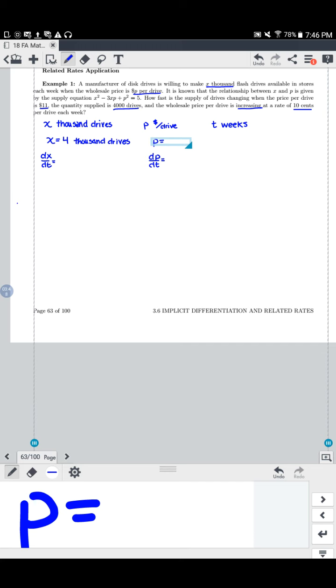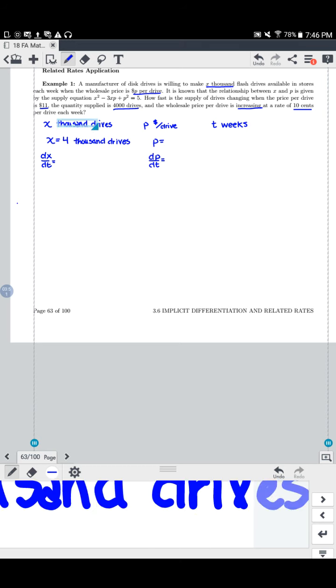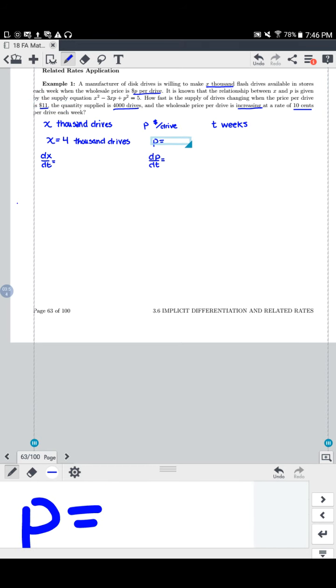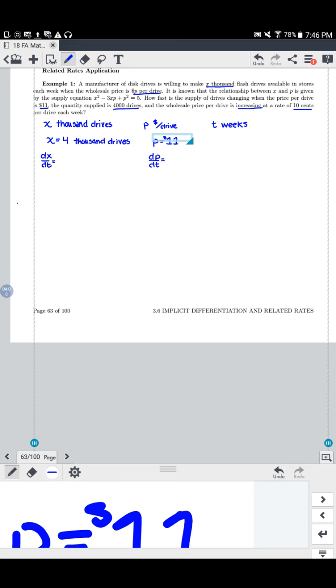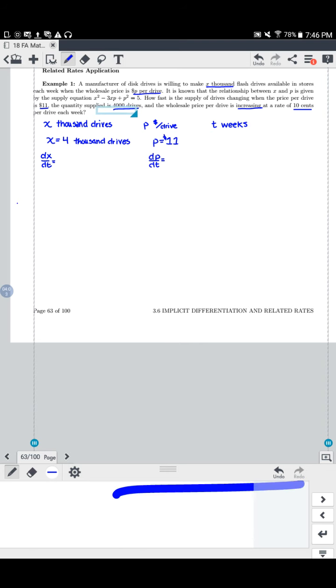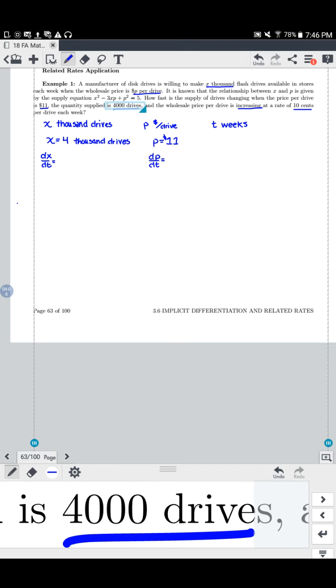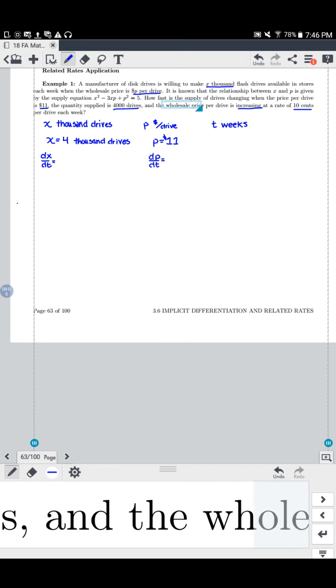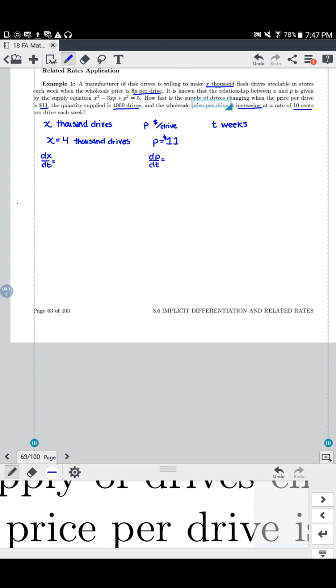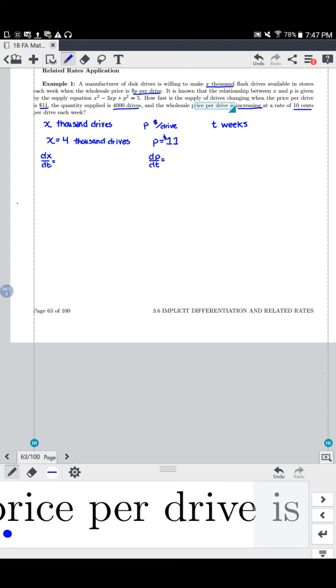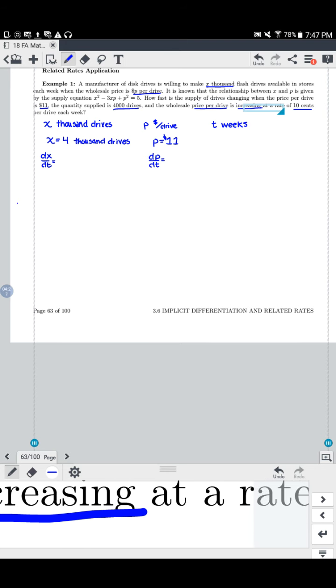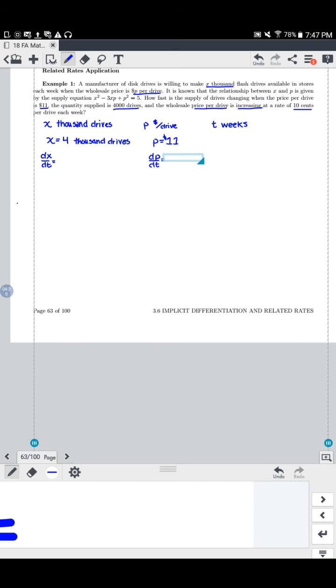So p, am I given the price that the drives are at already? Yes, the price per drive is $11. So I'm currently at $11. Any other information I have here? So $11, the supplied amount is 4,000, so we already put that x equals 4. The price per drive is increasing. So I'm given a rate of change, and it's the price per drive. So I want to think, am I given dx dt, how the thousands of drives are changing with respect to time, or am I given how the price is changing with respect to time, dp dt? So this price is increasing by 10 cents. This must be dp dt.